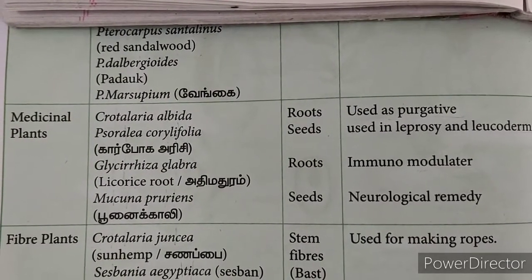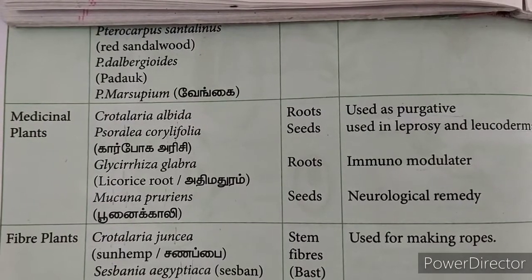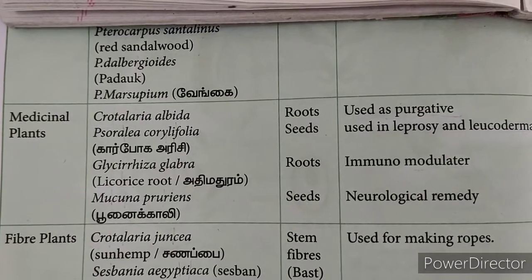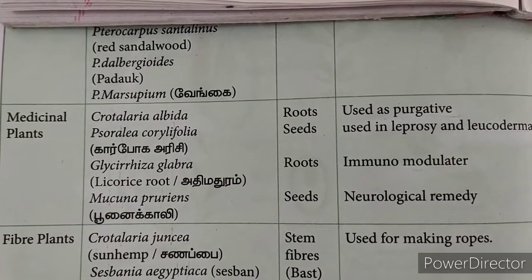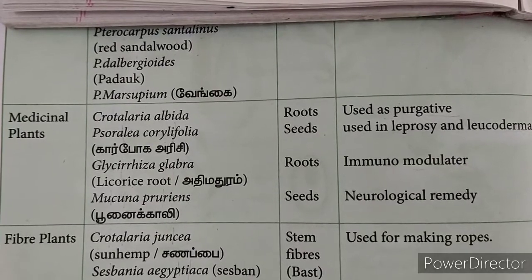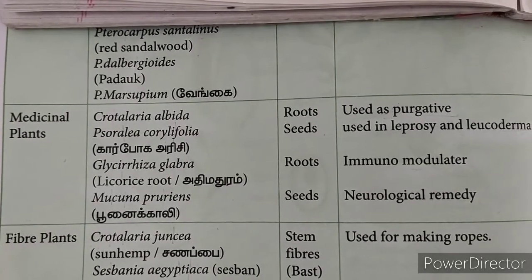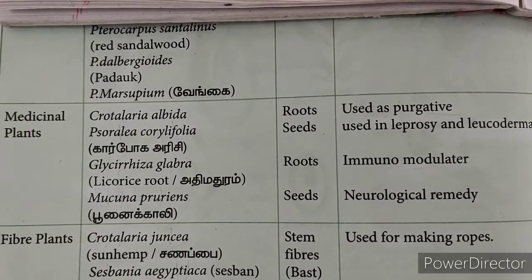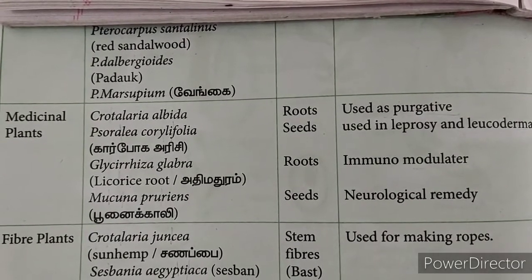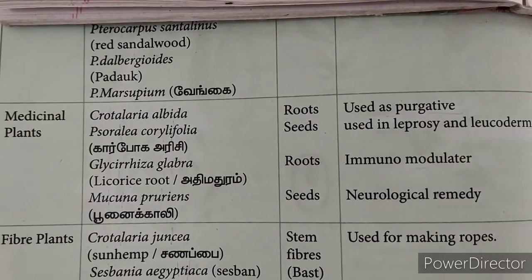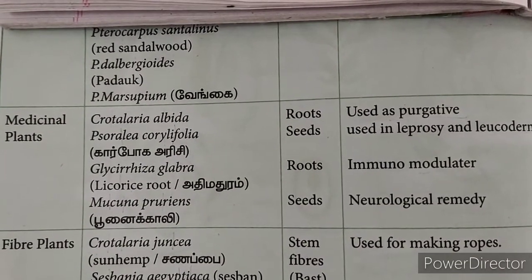So when a person is affected by the HIV virus, first that virus will affect the immune system. In order to help activate, boost or restore the normal immune function, these plant roots will be given to that person, that is Glycyrrhiza glabra. It is a good immunomodulator.